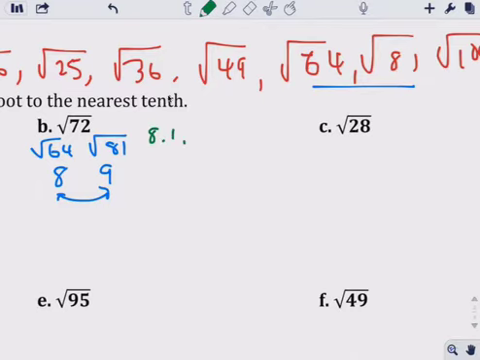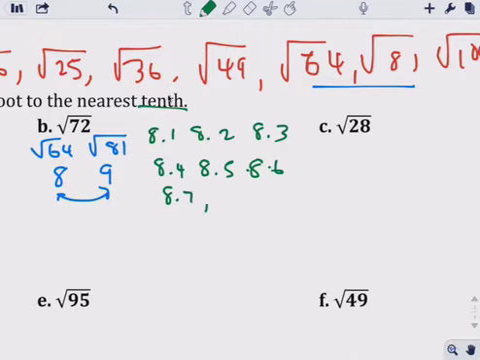8.2 because it says a tenth, 8.3, 8.4, 8.5, 8.6, 8.7, 8.8, 8.9, and then I will go to 9, so we stop there. So our choices to making the answer 72, remember you need a calculator. I'm going to try 8.5. The best thing to do is try 8.5 for all of these.